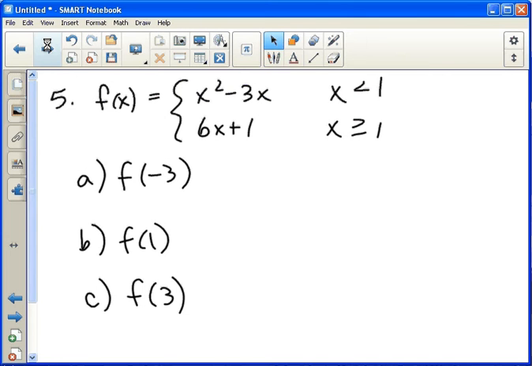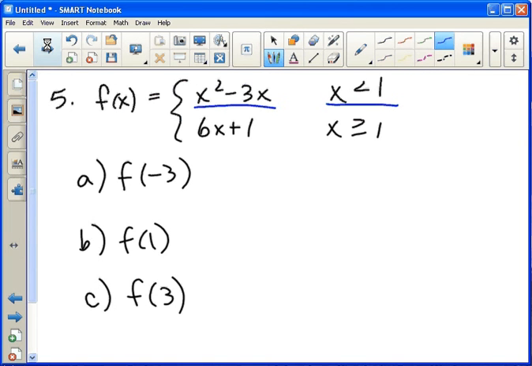And to do that, you just have to look at the boundaries I just wrote in, the x less than 1, x greater than or equal to 1. Because what this is saying is that if x is less than 1, use x squared minus 3x. If x is greater than or equal to 1, use 6x plus 1.